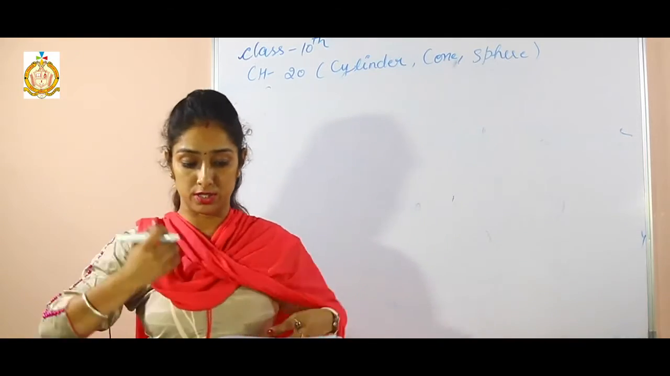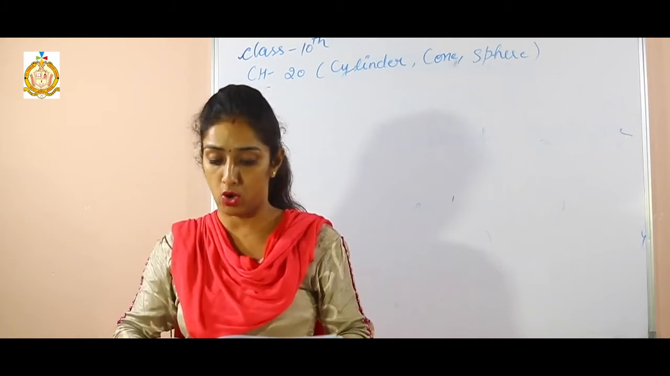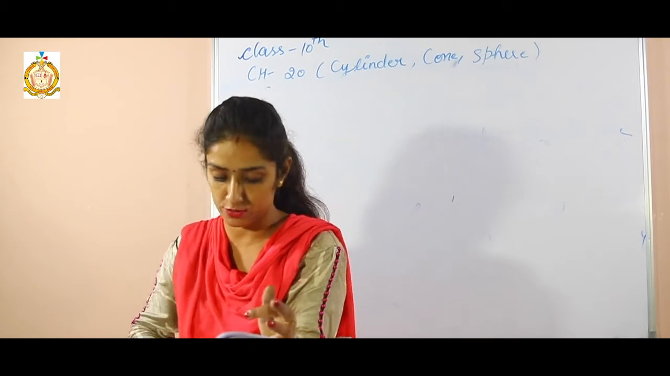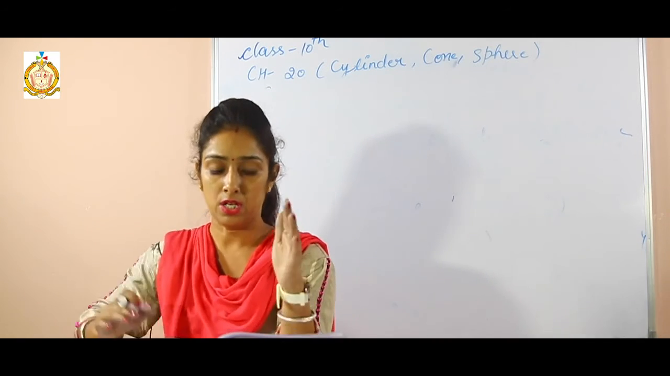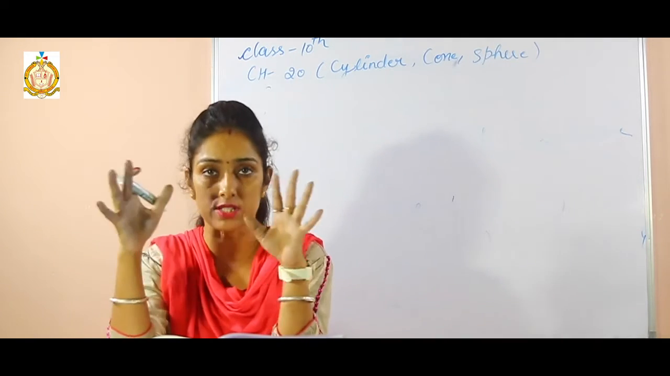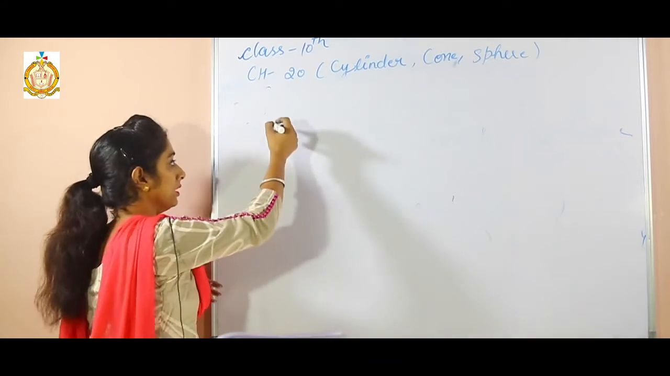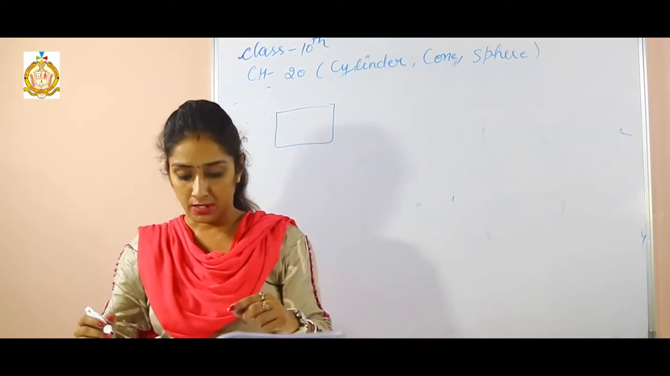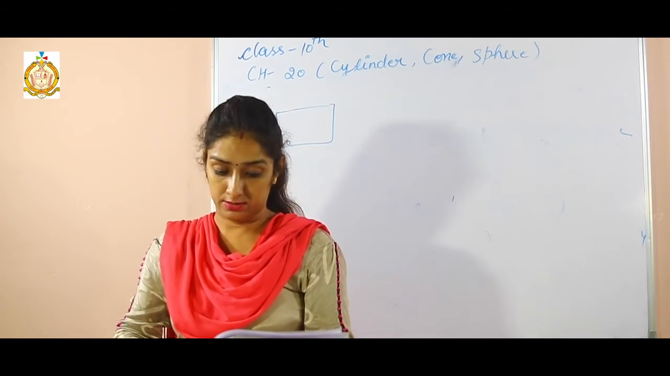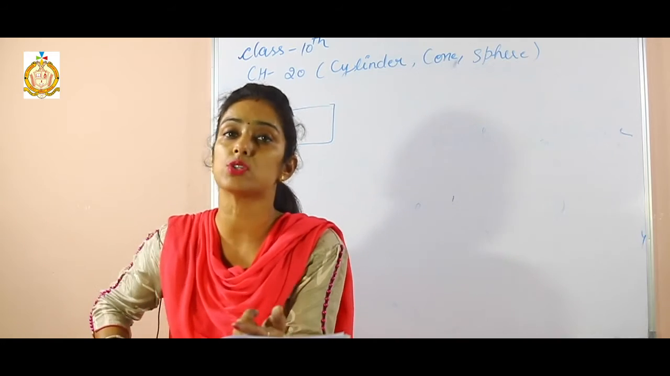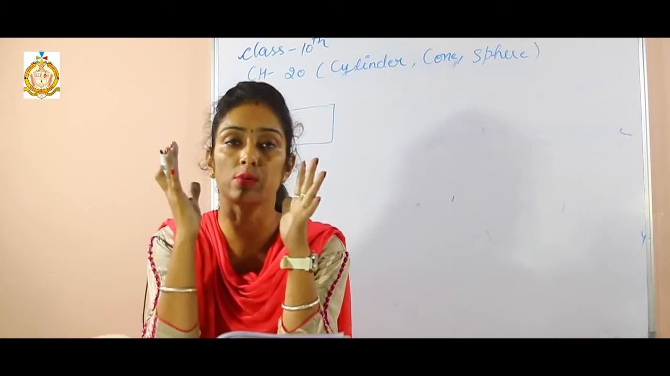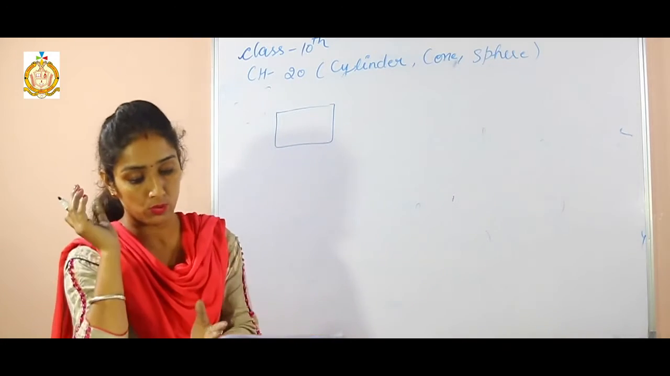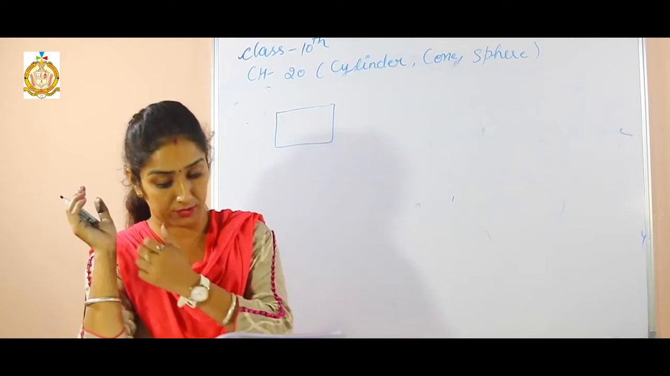Now see the next question. A solid rectangular block of metal is 49 centimeter by 44 centimeter by 18 centimeter. Now there is a box in a rectangular shape, and it is melted and formed into a solid sphere. So there is a box, and it is melted and becomes a sphere.